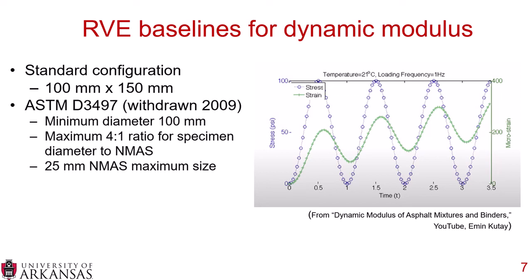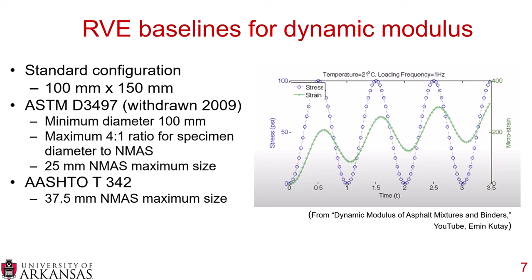100 millimeters. And the maximum RVE is 4-to-1 ratio for specimen diameter to nominal maximum aggregate size, which means you could put 4 nominal maximum aggregate size aggregates next to each other in a sample, and they would all be able to fit side by side within that 100 millimeters. And if you use that maximum ratio with your diameter of 100 millimeters, 25 millimeter would be your maximum nominal aggregate size for dynamic modulus.